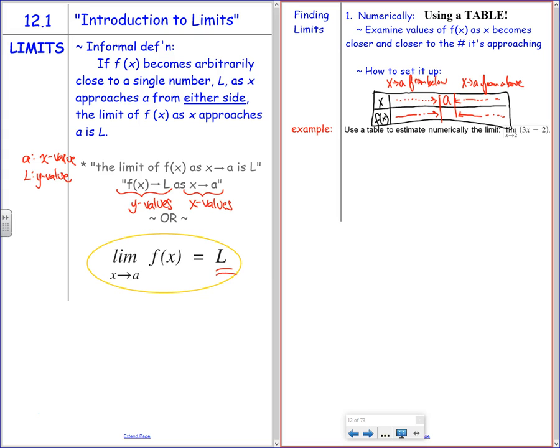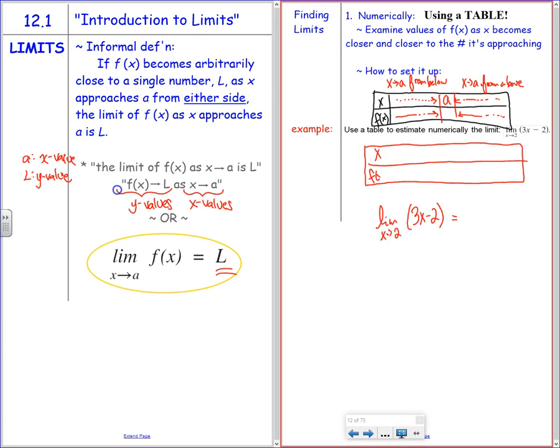Now here's the dealio. I had you guys put in 3x minus 2 in your calculator, and here's the reason why. We're going to use a table to try to figure out what this limit is. So the limit as x approaches 2 of the function 3x minus 2, or I could have said the limit of 3x minus 2 as x approaches 2 is, well, I don't know. But there will be an answer, and I'll put in what it is if I can.